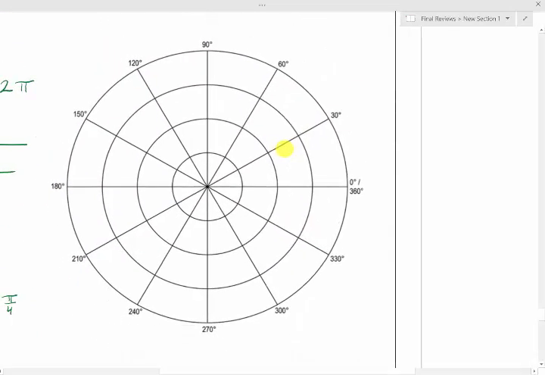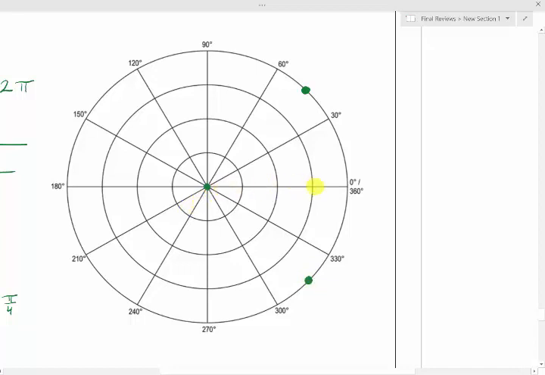So I start out at the point 0 for my angle and 0 for my radius. So right here in the middle. And I go to a radius of 4 at the angle pi over 4. So all the way out, pi over 4. And then I go back to 0. Then I have a radius of negative 4 at 3 pi over 4. So I'm going to go negative 4 and then go 3 pi over 4. So it's going to be down here. And then back to 0.